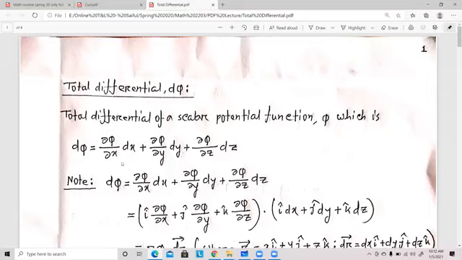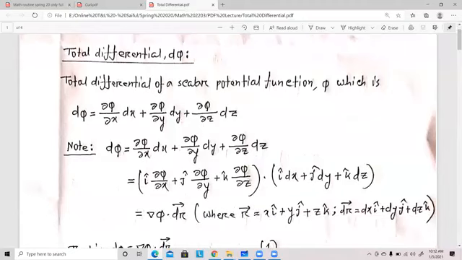So this total differential d phi can be discretized. We can write this term into two parts: i del phi by del x plus j del phi by del y plus k del phi by del z, into i dx plus j dy plus k dz. Now if we do the dot product of these two factors, এই দুটো যদি আমি ডট প্রোডাক্ট করি, we get del phi by del x into dx first term, del phi by del y into dy second term, and del phi by del z into dz third term.